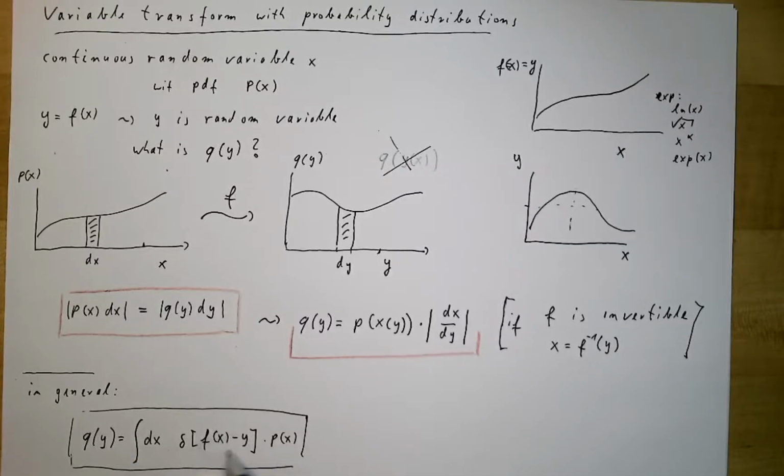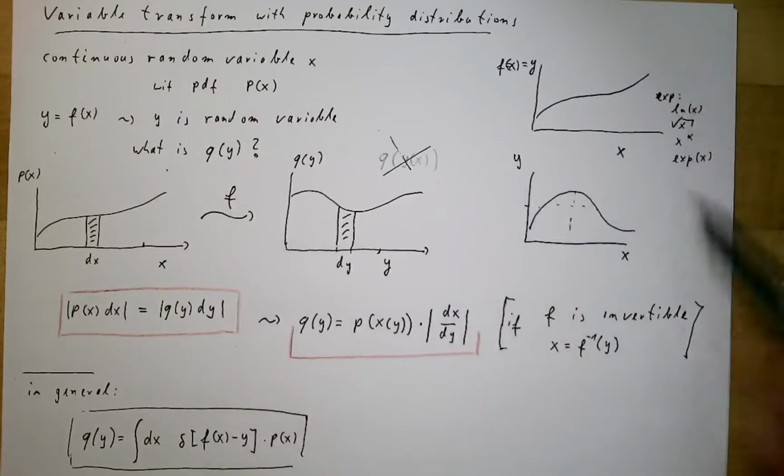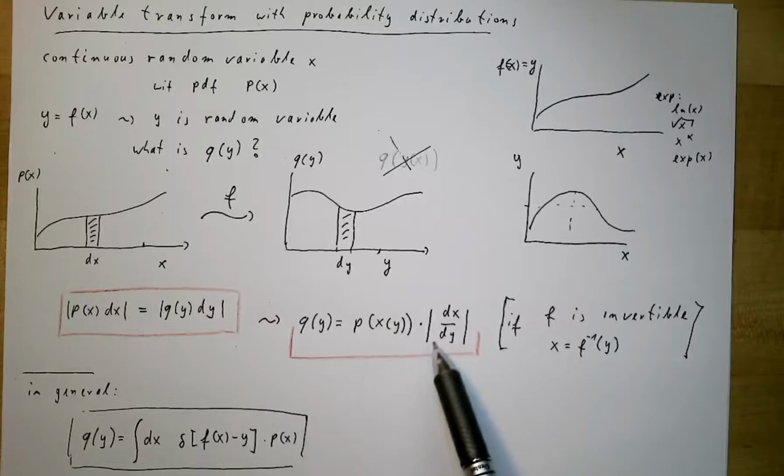If you multiply this on both sides by dy and integrate, you see this integral we can replace by q of y, and then you come back to this formula we had above. But this is not something we will use here in the lecture. In the lecture we take only examples, and that's the important case, that the function here is invertible. So examples like this, and then we can really use this here.